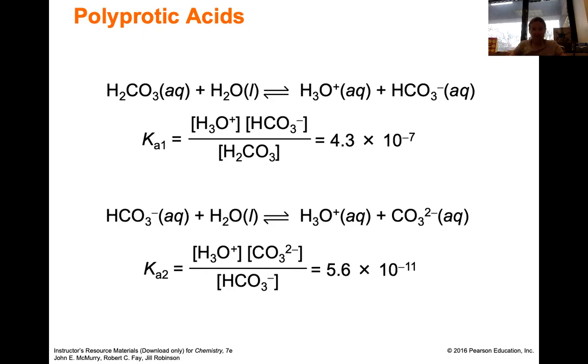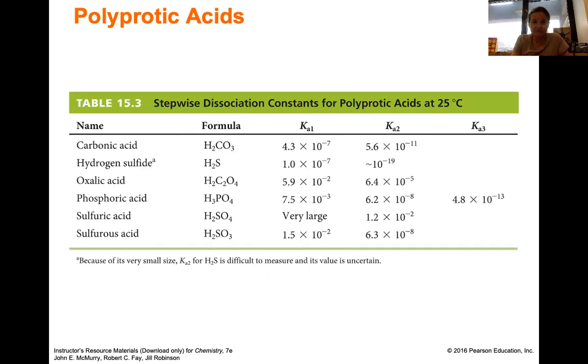So when the first one comes off, the Ka is 4.3 times 10 to the minus 7, so a pretty weak acid. When the second one comes off, it's 5.6 times 10 to the minus 11, so much, much weaker, that second proton coming off. And that will always be the case. Taking a second proton off of a weak acid will always happen less. You'll have less dissociation of the second one.